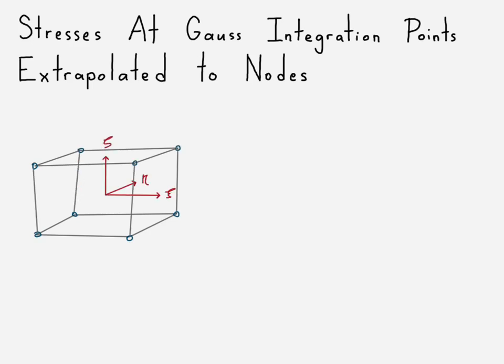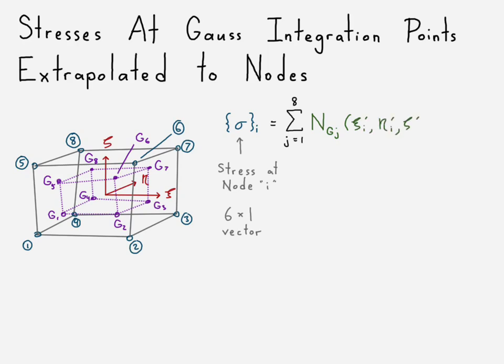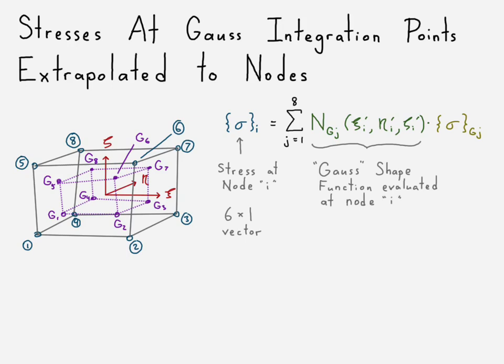So here's our hexahedral element. We'll draw our Gauss points again, draw our nodes, and just write a quick equation saying that if we want to find the stress at node I, remember this is a 6x1 vector, we can say that it's equal to the sum of each of our shape functions. Specifically, it's a Gauss shape function. Really, it's kind of the same thing as our regular shape functions for the element. We just use our Gauss coordinates here. Okay, we'll talk about that in just a second.